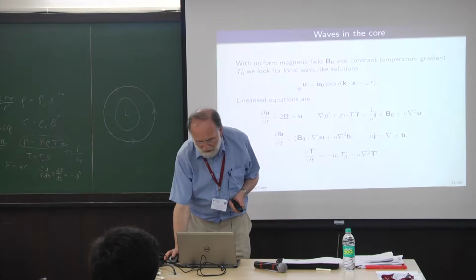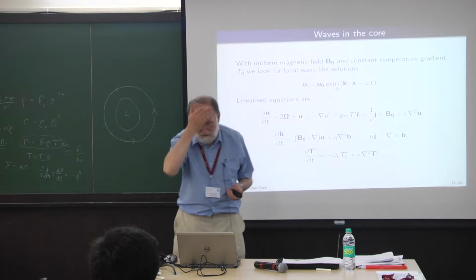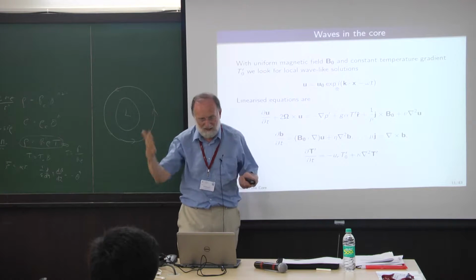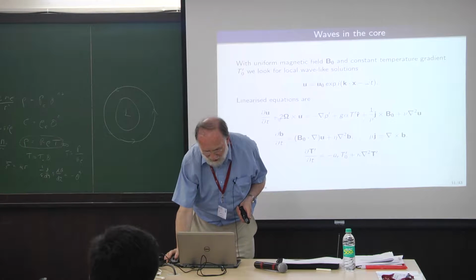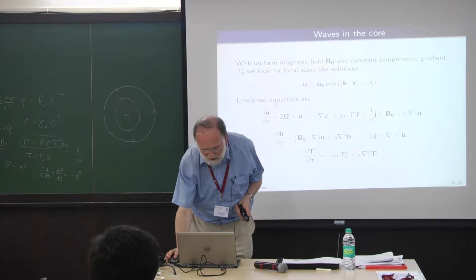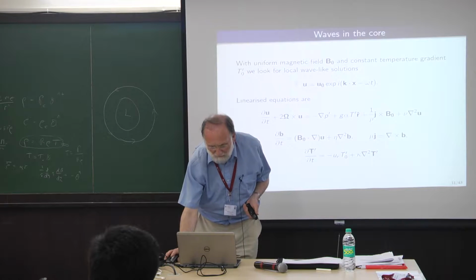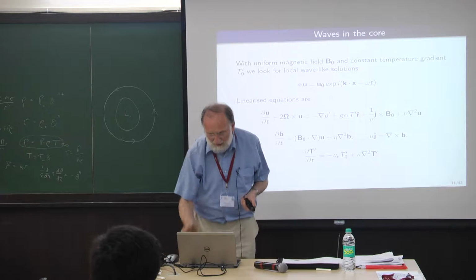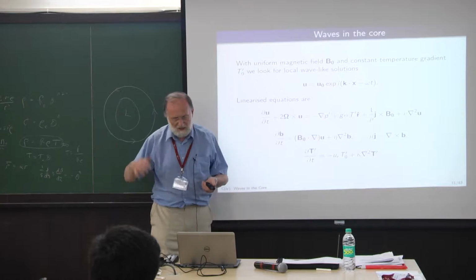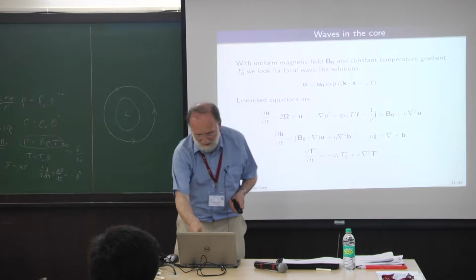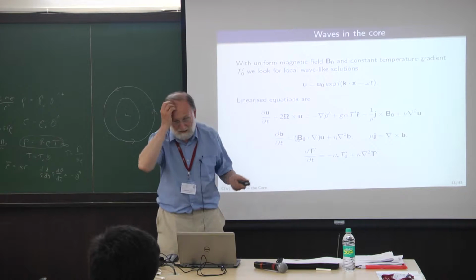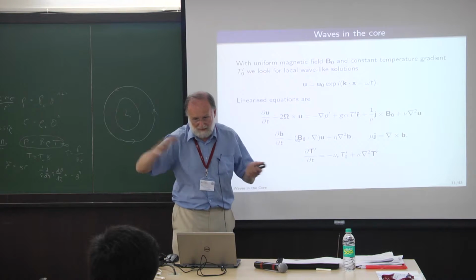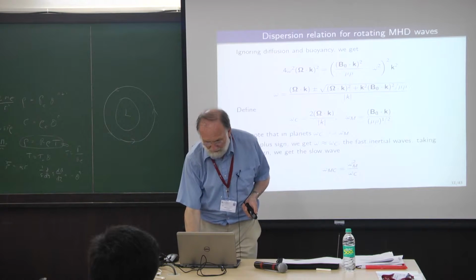So I'm going to write u is e to the i(kx minus omega t). I'm going to ignore all nonlinear terms, because that's what you do when you look at waves. So we look at the full linearized equations, that's the whole of this lot, and we just bung that ansatz in there. T goes like T naught times e to the i(kx minus omega t), and so does little b here. This B naught is the imposed magnetic field, mean magnetic field we're thinking of.